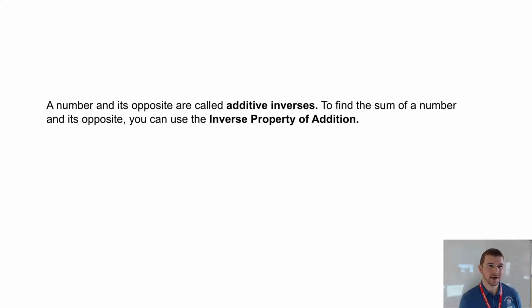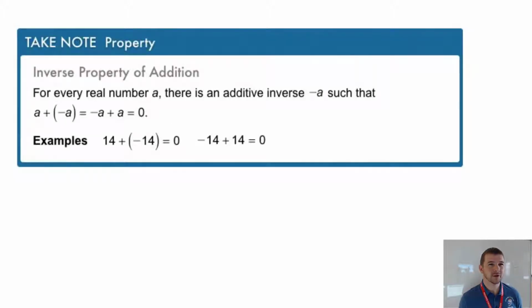To find the sum of a number and its opposite, you can use the inverse property of addition. Take note, property: the inverse property of addition. For every real number a, there is an additive inverse, negative a, such that a plus negative a equals negative a plus a, and that equals 0. For example, 14 plus negative 14 equals 0, and negative 14 plus 14 also equals 0.